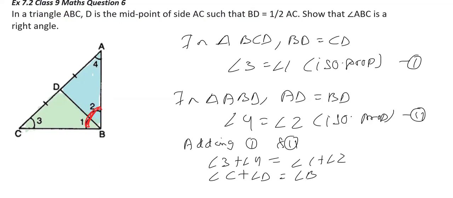Now we have to prove it is 90 degrees. For that, we are going to use the angle sum property. So we'll be adding angle B to both the sides. If I add angle B on this side and the same on the other side, angle B. Now, these are the sum of three angles of the same triangle. Look here. Here I'm talking about this triangle.